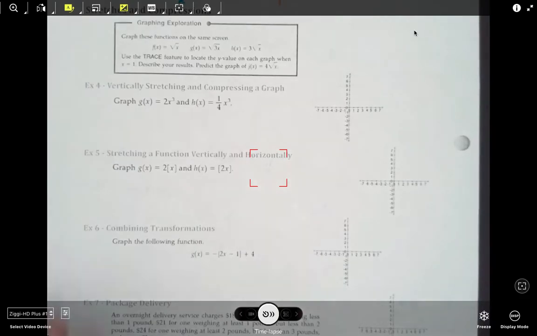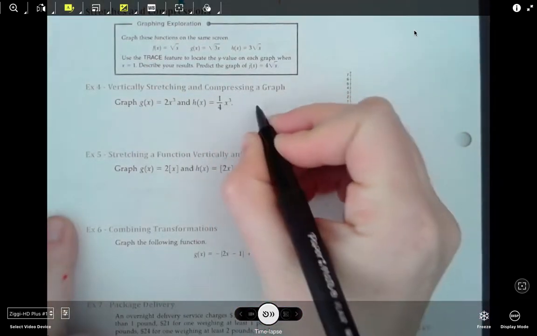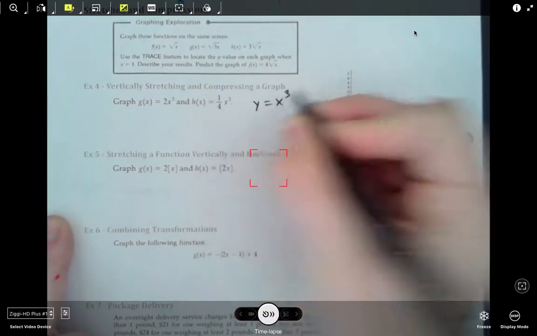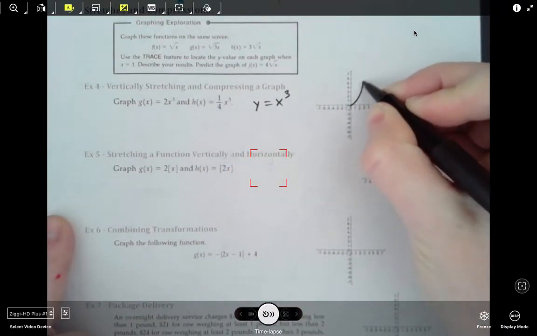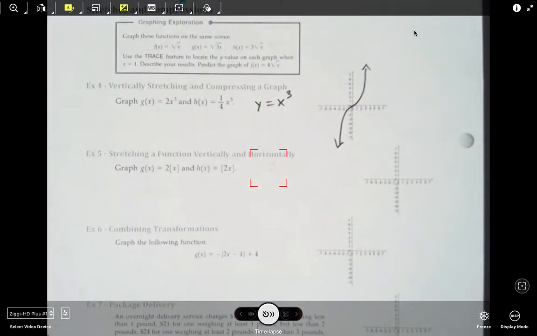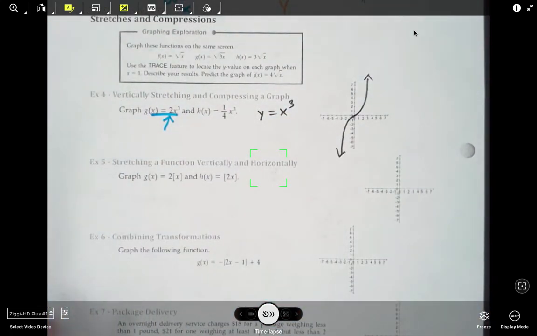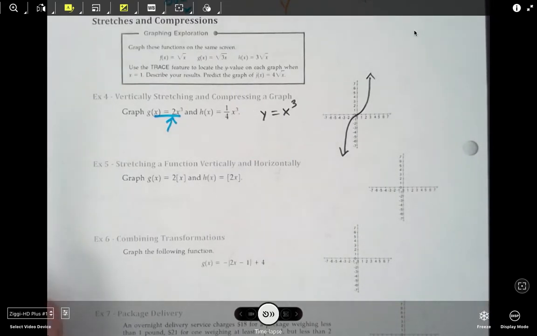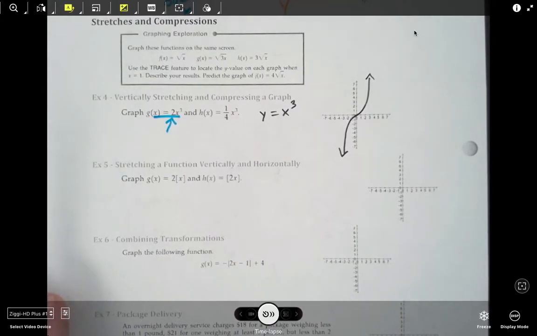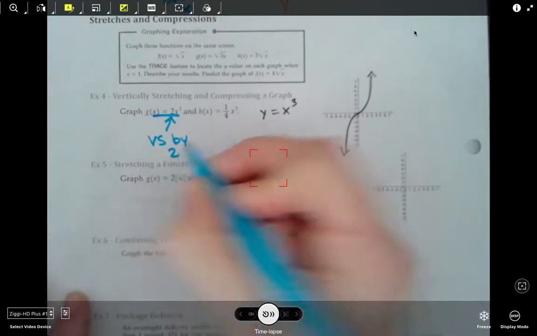Okay, example 4. We are starting with what? X cubed. X cubed is here at the origin and it goes up like this and it goes down like this. Okay? And the first function right here, what is that 2 doing? Yep. Vertical stretch by 2.